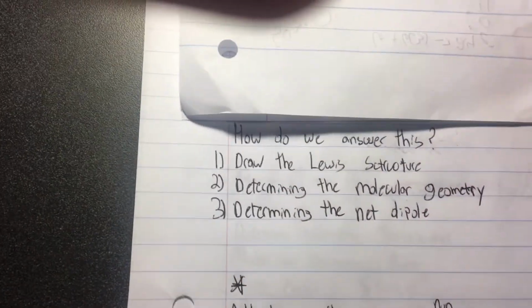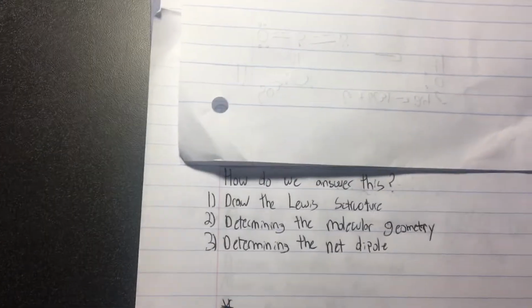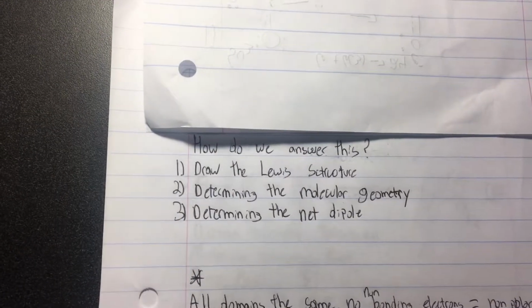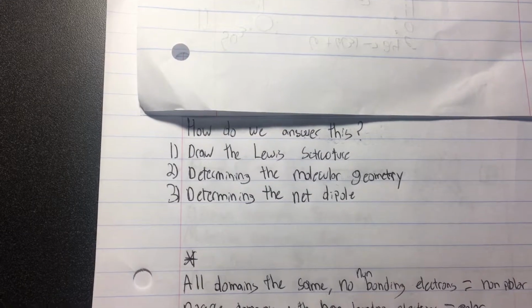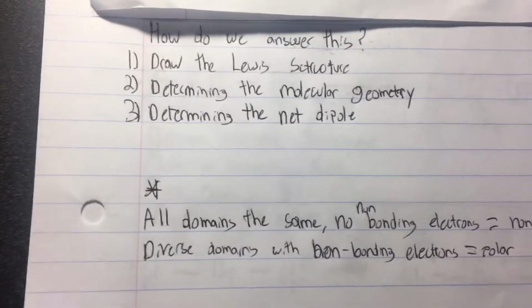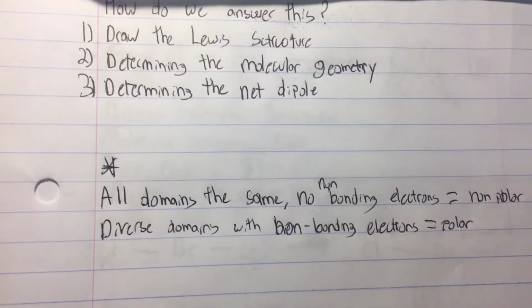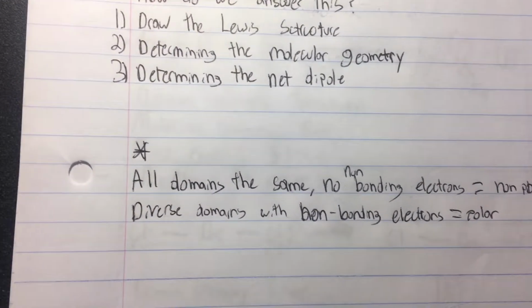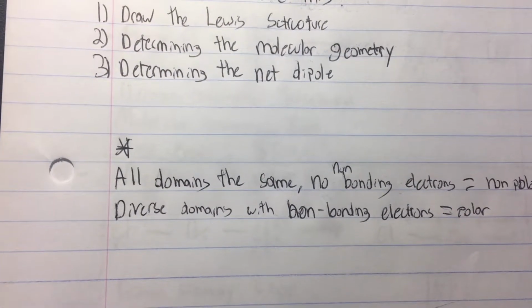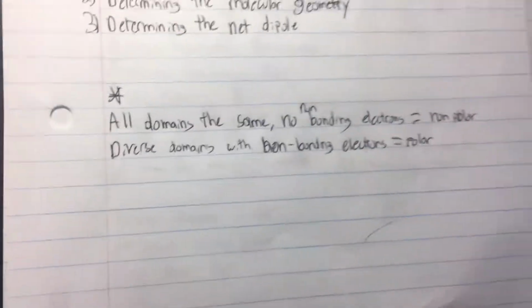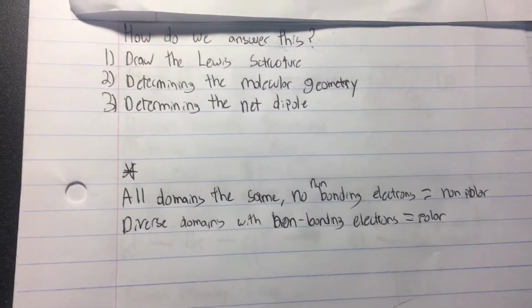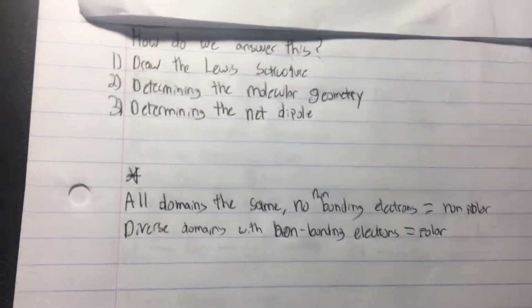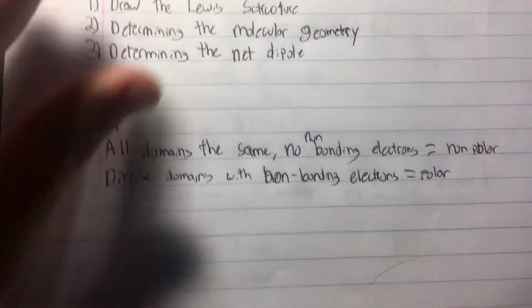So the way we answer this question is drawing its Lewis structure, determining the molecular geometry, and then determining the net dipole. From that net dipole, we can find out whether it's nonpolar or polar. If all the domains are the same and there are no non-bonding pairs of electrons, it will be nonpolar. If there are diverse domains with non-bonding pairs of electrons, it will be polar. Now, there are special cases when the non-bonding pairs of electrons will cancel, leaving a nonpolar molecule, but those are special cases, and we will see if those come up or not in these problems.